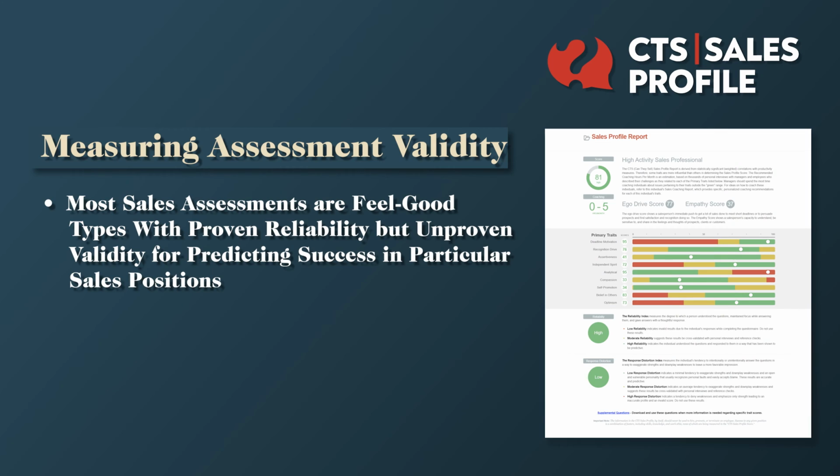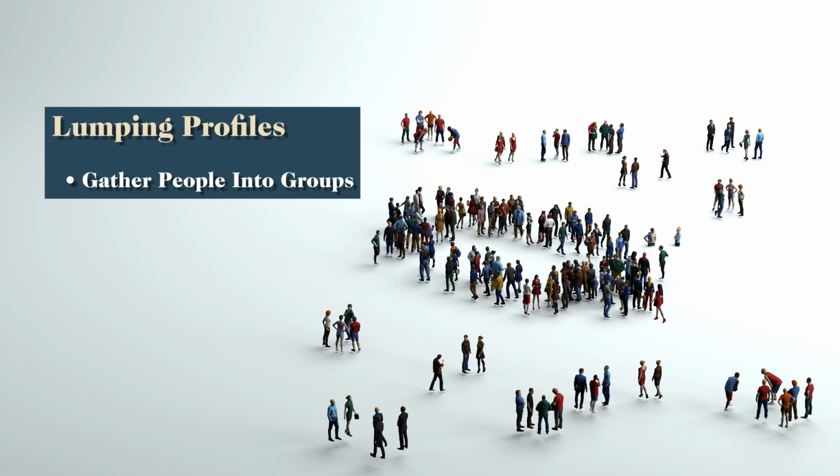So to sum it up with a few important pieces of information, most sales assessments are feel-good types with proven reliability but unproven validity for predicting success in particular sales positions. These profiles are very useful in generalizing behavior into 4 or more major personalities and helping people get along with others not like themselves. We call these lumping profiles, which gather people into groups. However, the performance of people in particular sales positions is more complex than this.